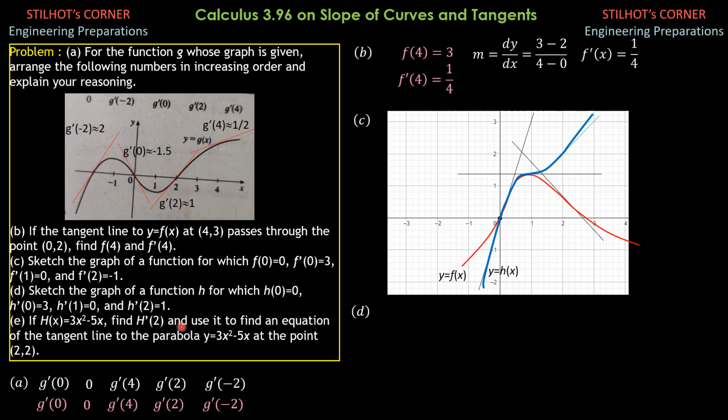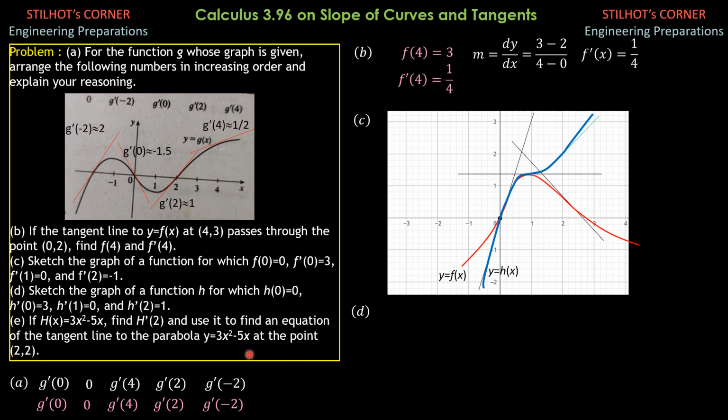Then finally, letter E: if h of x equals 3x squared minus 5x, find h prime of 2 and use it to find the equation of the tangent line to the parabola at the point where x is 2, the point 2, 2. So when x is 2, 3 times 2 squared minus 5 times 2 is 2. So that's correct. That's the point of tangency.